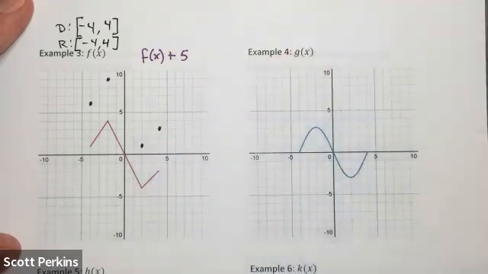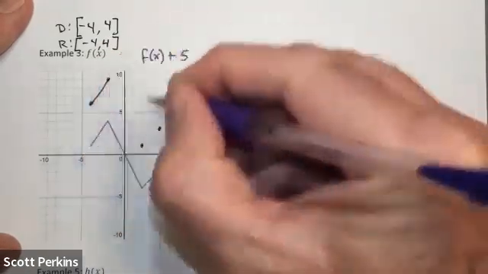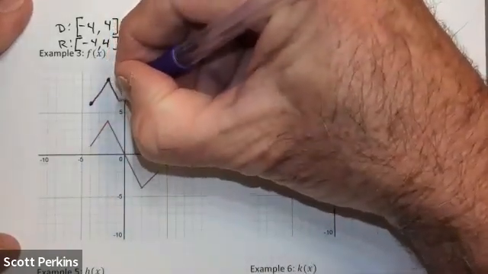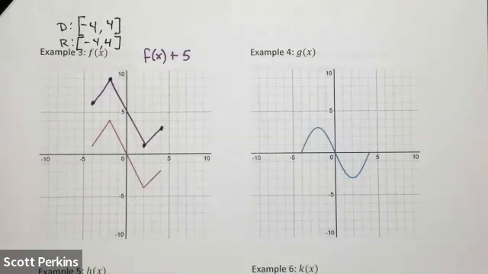and make a dot. And now I'm just going to connect the dots because, and I'll repeat this several times because I don't want there to be any confusion about this, translations do not change the shape of the graph. You should have the exact same looking graph that has just been slid 5 units up the Cartesian plane. Does that seem pretty reasonable?